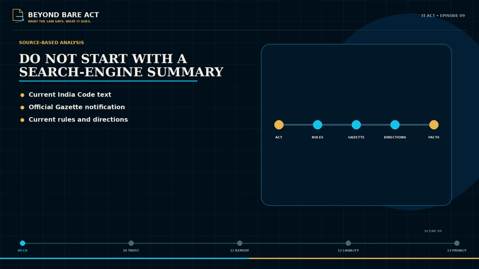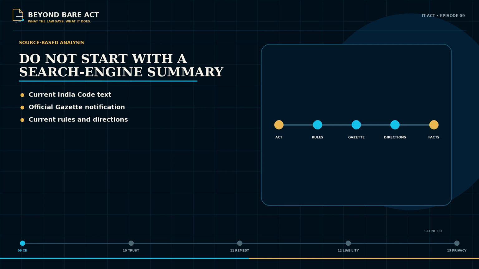The NCIIPC rules and the 2018 Protected System Security Rules. For the particular system, locate the official Gazette notification and any modifying or rescinding material. Record the notification number, date, notifying authority, and exact description of the computer resource.